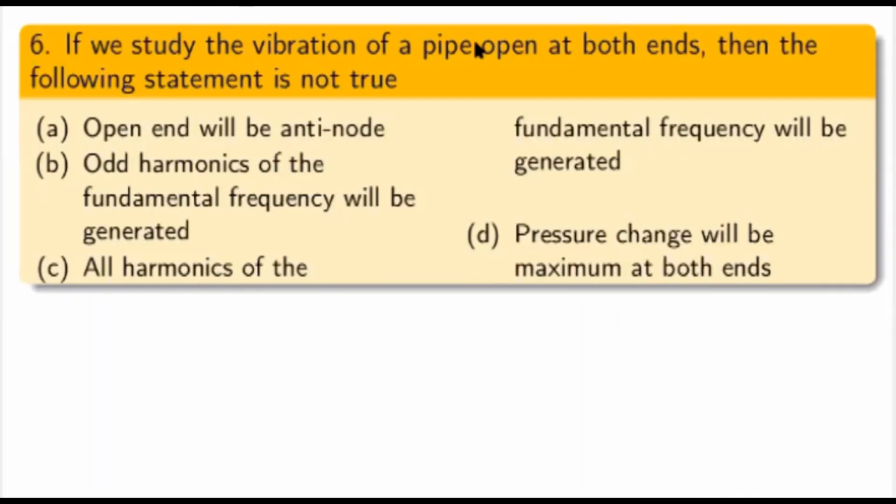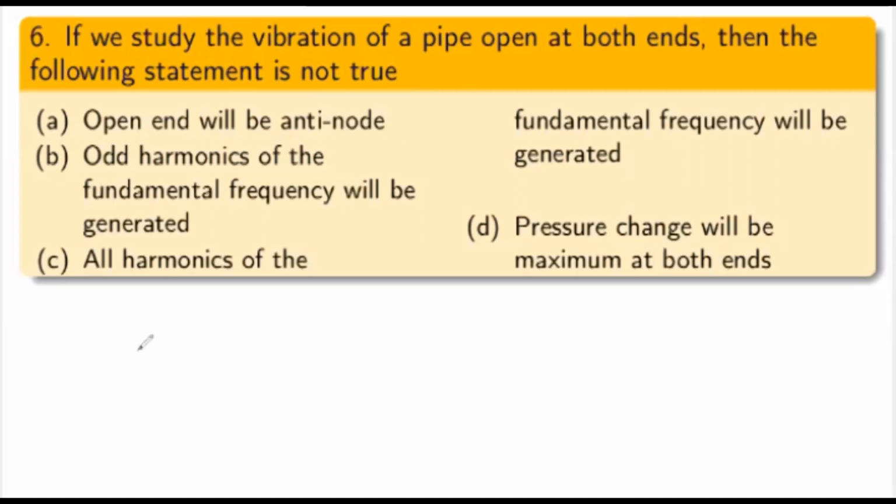Next question. If we study the vibration of a pipe open at both the ends, then the following statement is not true. Open end will be antinode. Odd harmonics of the fundamental frequency will be generated. All harmonics of the fundamental frequency will be generated, and pressure change will be maximum at both ends.